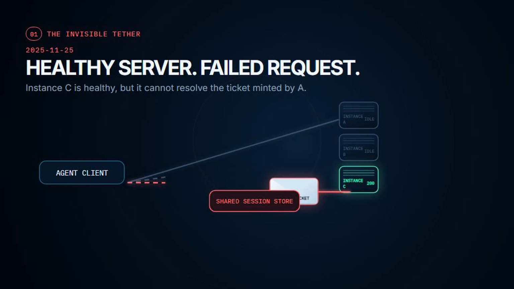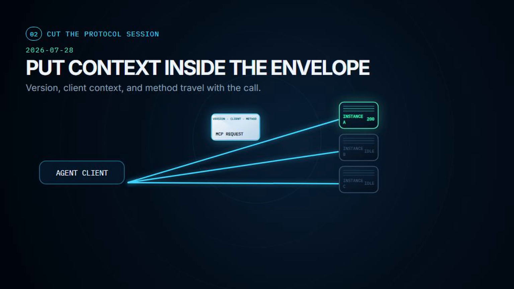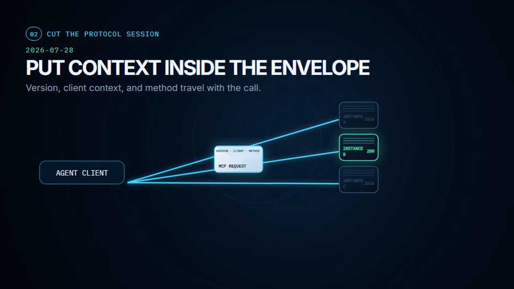Now put 3 server instances behind a load balancer. Request 1 lands on A, request 2 lands on C. C has never seen this client. Without sticky routing or a shared store, the request can fail even though C is perfectly healthy. The tool is not broken. The deployment topology is fighting the protocol.